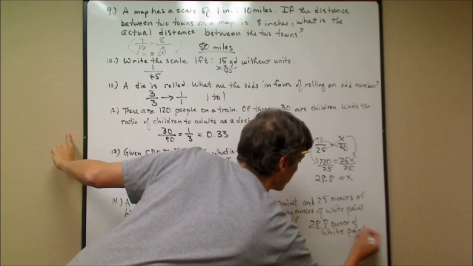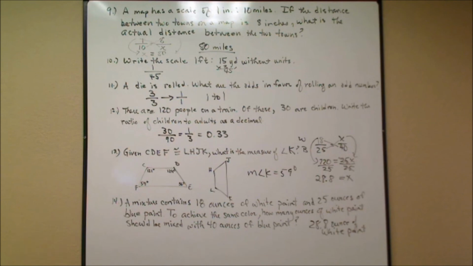Set up the proportion, cross multiply and divide. Most times they come out nicely. Once in a while you'll have to take it out as a decimal. All right, remember to look through these problems before you take your test and practice, practice, practice.